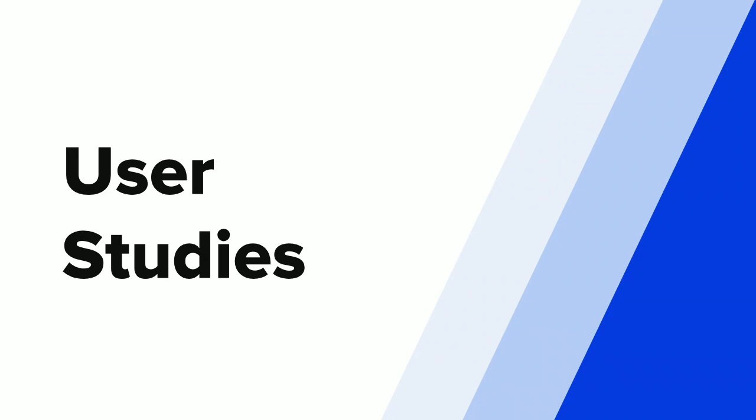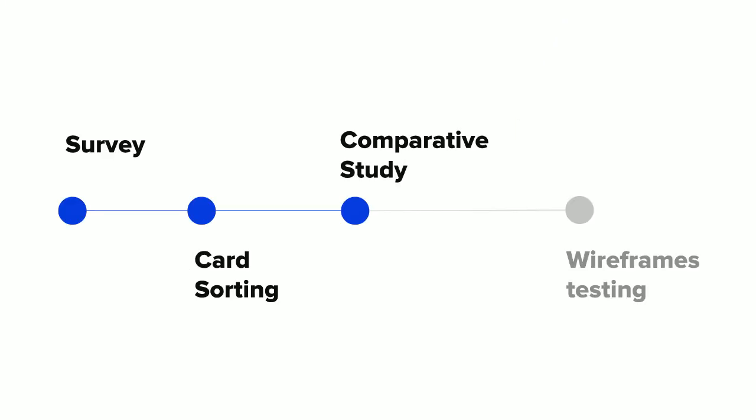So let's go back to the user studies that we've been conducting. We started with a survey almost one year ago. We started planning in Nashville, and after that we launched a huge survey with a lot of answers. After that came a card sorting, where we were trying to learn the expected information architecture. We're now at the step of conducting comparative studies, and the next step will be testing the wireframes for the new admin UI.